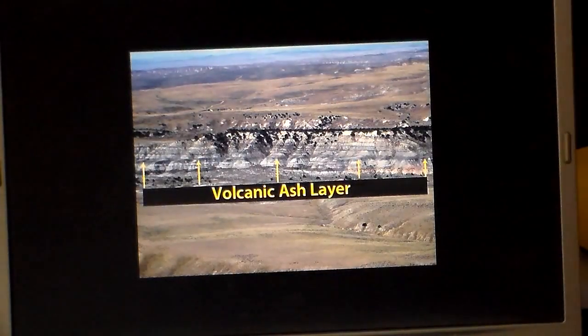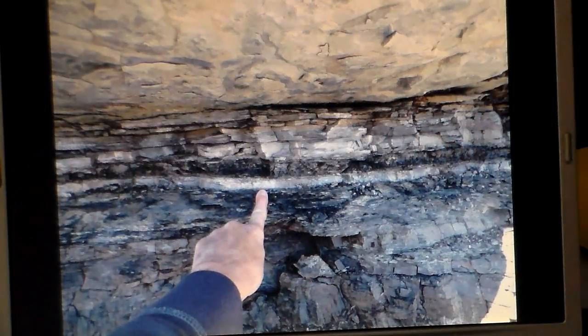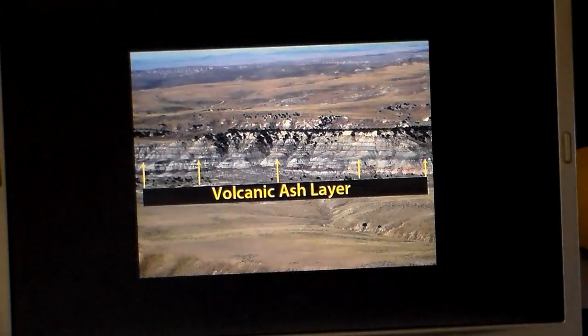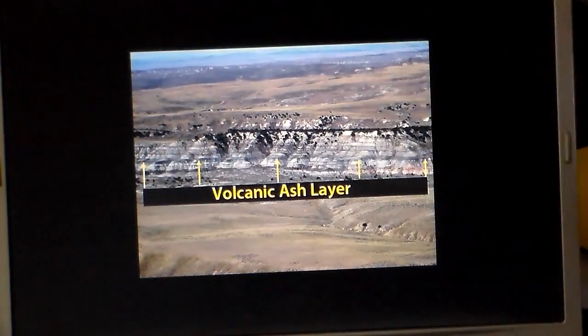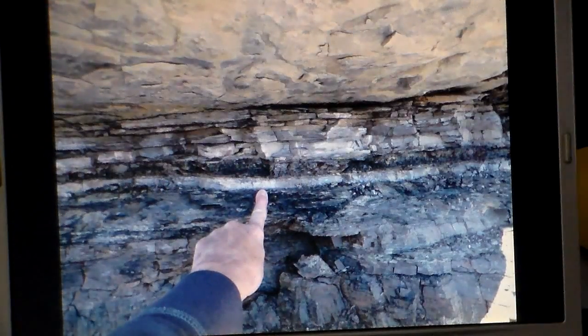Here's a picture of a typical layer, and this contains not only iridium from meteorite impact, it also contains iridium from volcanic eruptions and volcanic material as well. And this is how it appears at the KT Cretaceous boundary. But here is another ash layer, which was found in Long Canyon in Trinidad State Park, Colorado. And it shows the KT boundary.